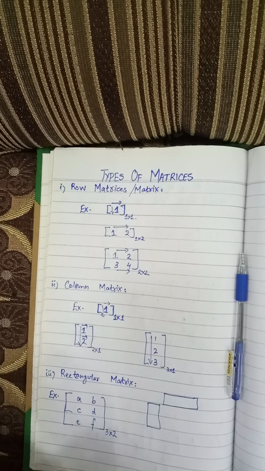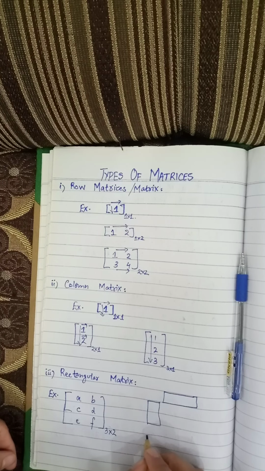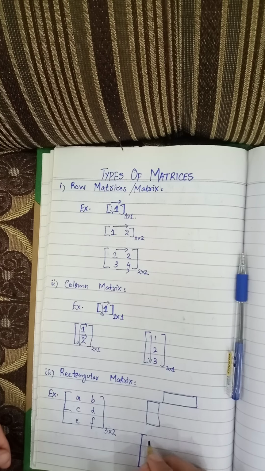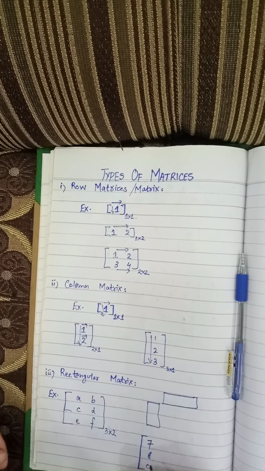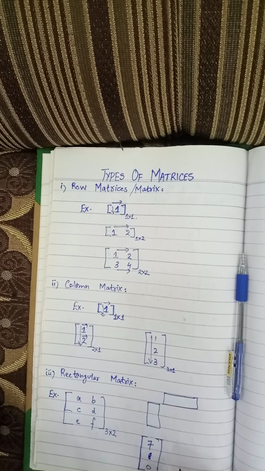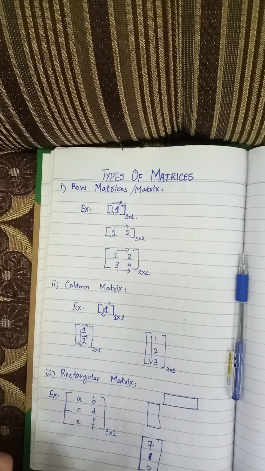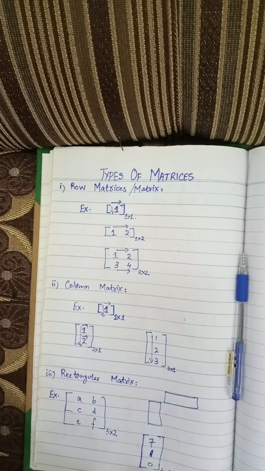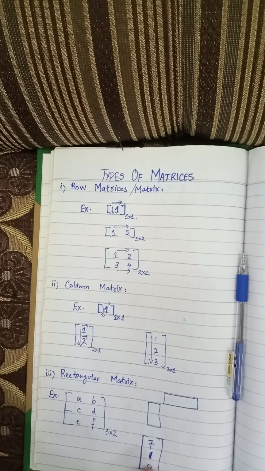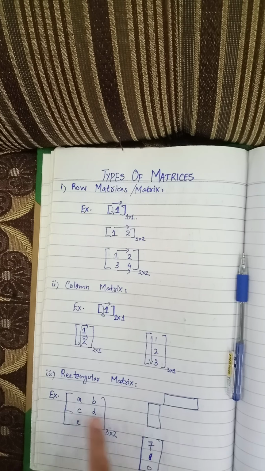Let's take another example of a rectangular matrix. 7, 8, 0 are the entries, and there are 3 rows and 1 column. So it is also a rectangular matrix because it has 3 rows and 1 column. The number of rows and number of columns are not equal, so it's a rectangular matrix. And if you look at the shape, the shape is also like a rectangle.